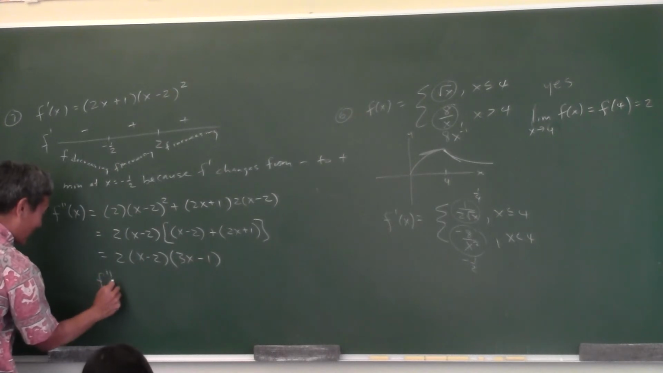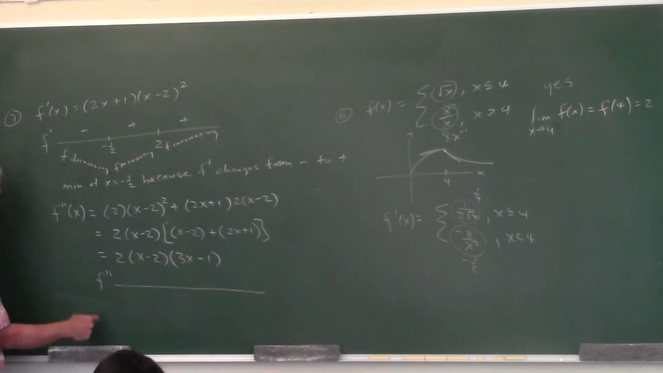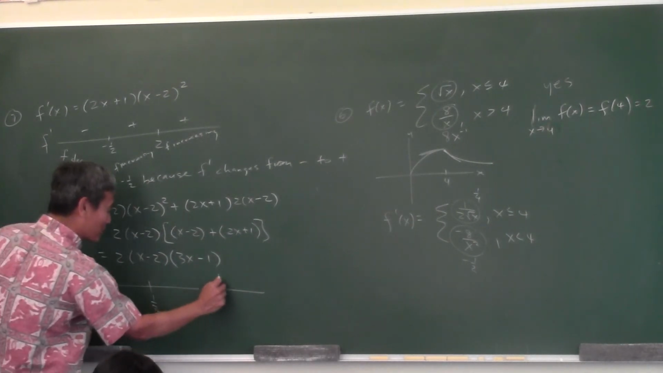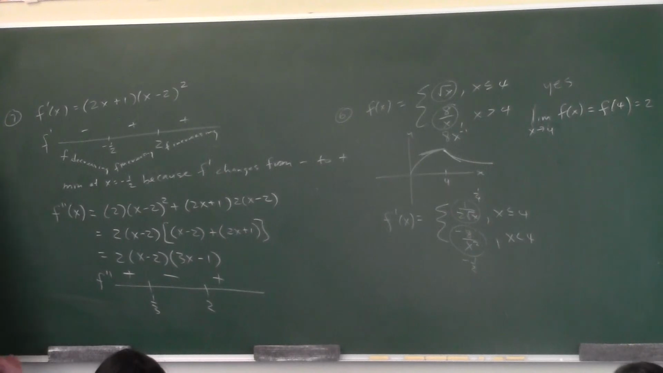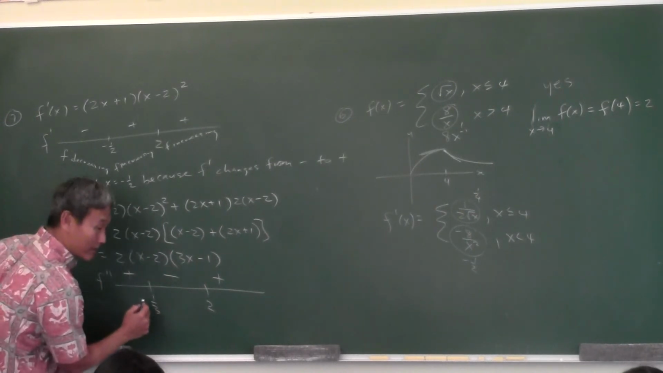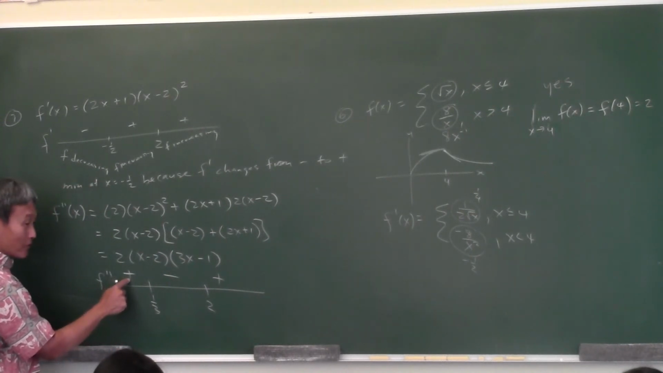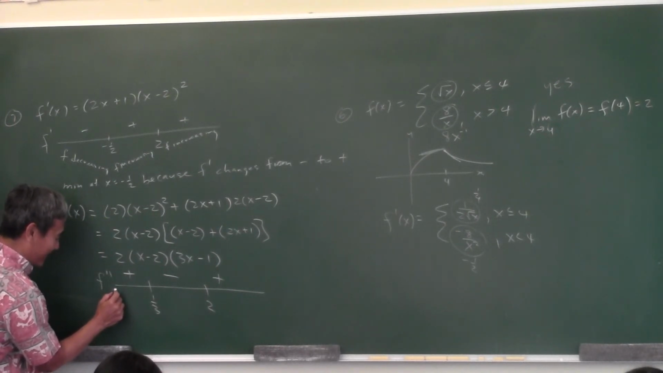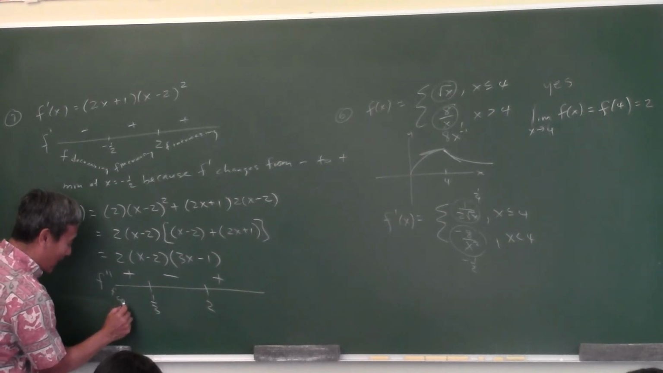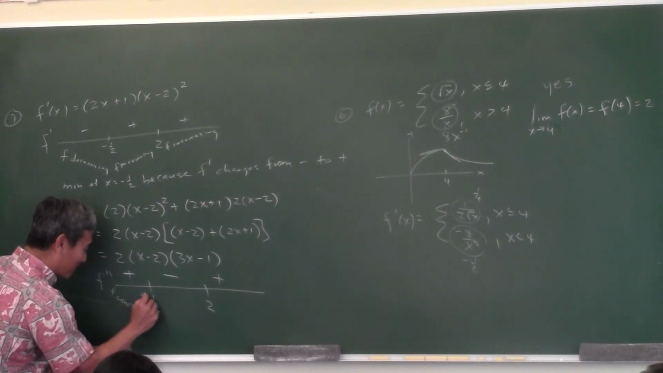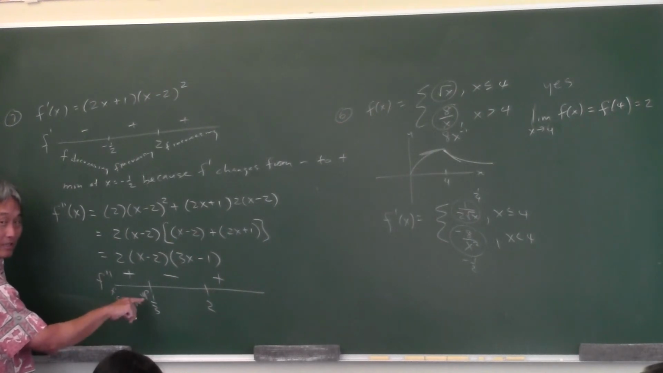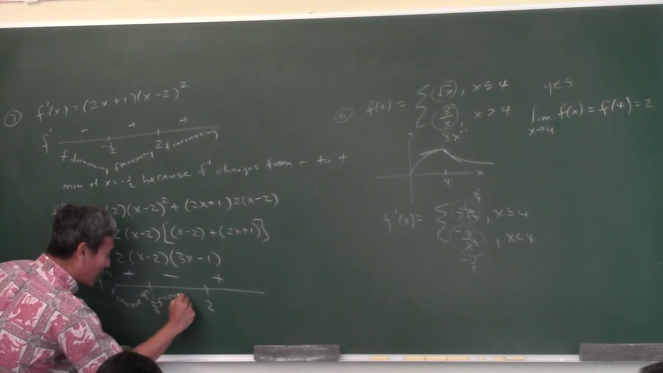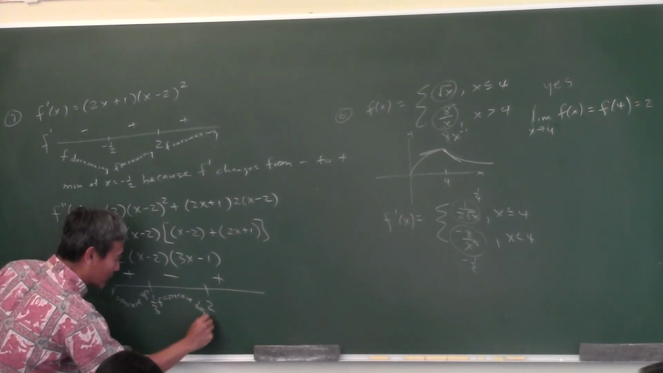So, when I make my number line for the second derivative, what goes on the number line? 1/3 and 2. How do I know it's plus, minus, plus? Okay, now what do I need to write underneath it to get full credit? If the second derivative is positive, that means f is concave up. Remember doing this? If the second derivative is negative, that means f is concave down.